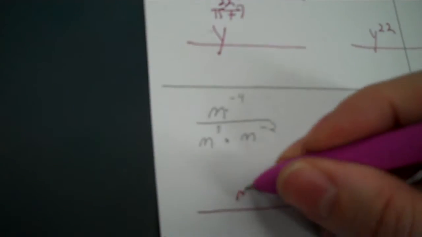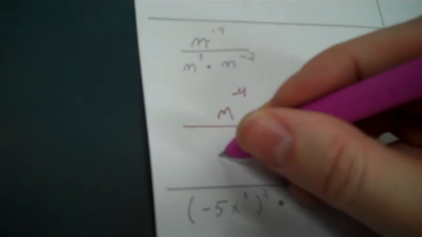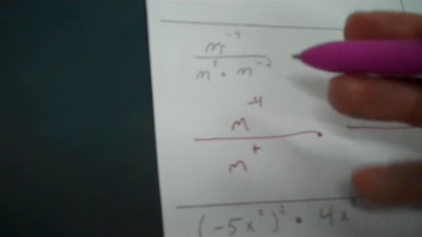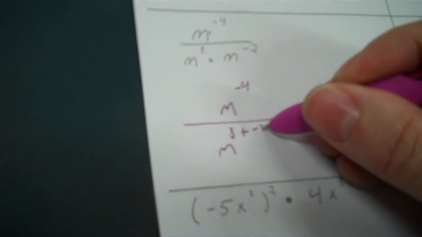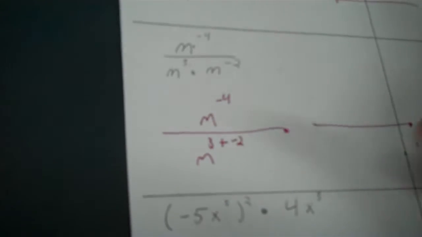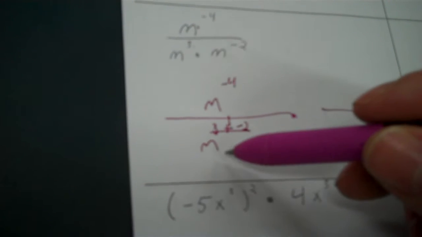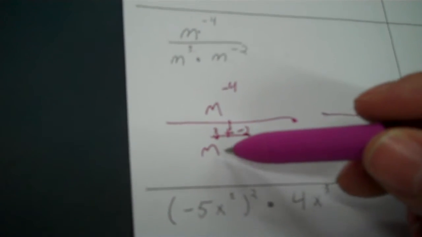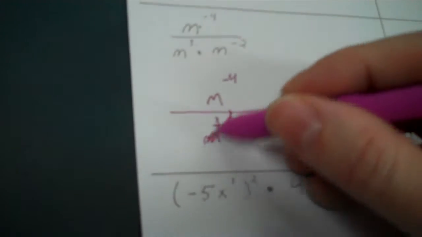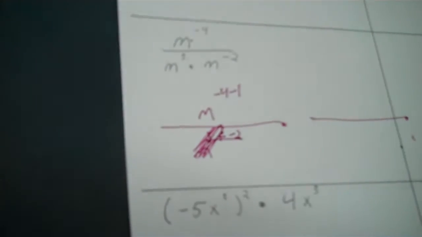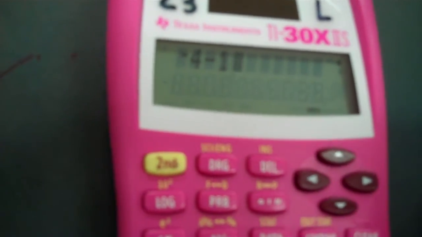Now this one, follow your rules. You just have a factor of m on top. It's to the negative 4th power. Now bottom you have a factor of m and another factor of m, so I put plus and I go 3, negative 2. So 3 plus negative 2 is 1. Now if you have a factor on bottom, you want to see if you can scribble it out. Well, I can, because I can get rid of it and then minus 1 from the top. So negative 4 minus 1 is negative 5.